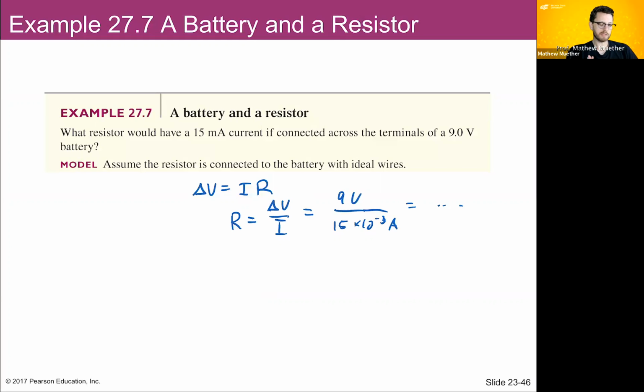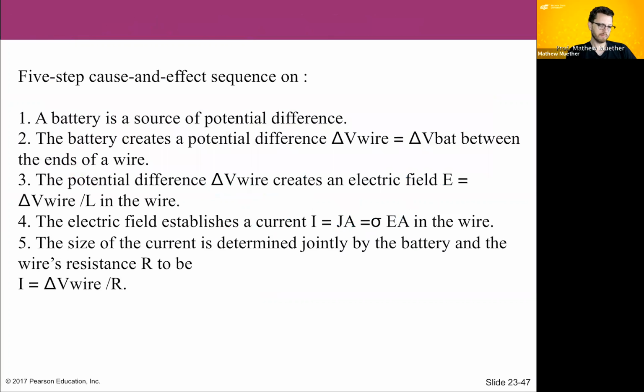It's a very simple relationship. It just says there's a linear relationship between the current and the voltage, and that scaling factor is what we call the resistance of that material that the current's flowing through. So that's essentially all the material that's in chapter 27. And so I just wanted to walk through the sequence. What we've tried to establish here is the cause and effect sequence that leads to current flowing in some material.